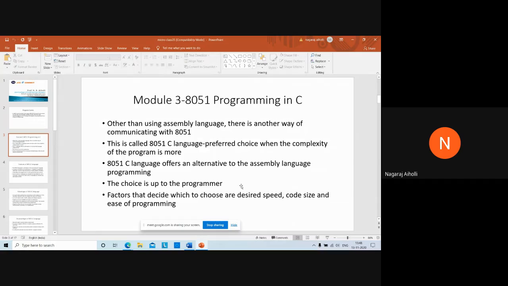Hereby we are completing module 2. Let us move on to module 3. It is 8051 programming in C language.